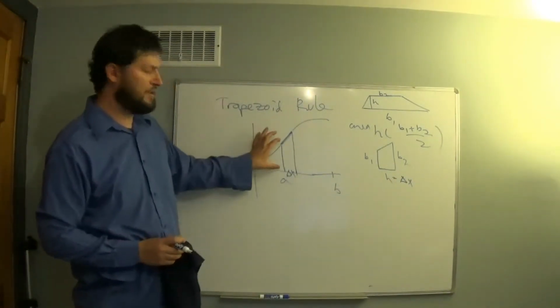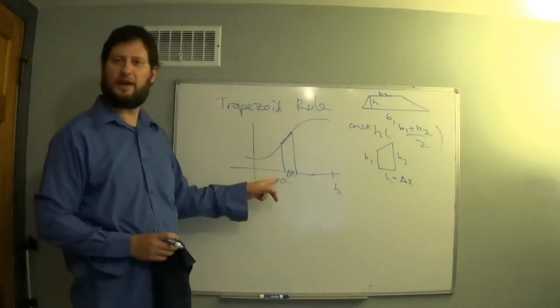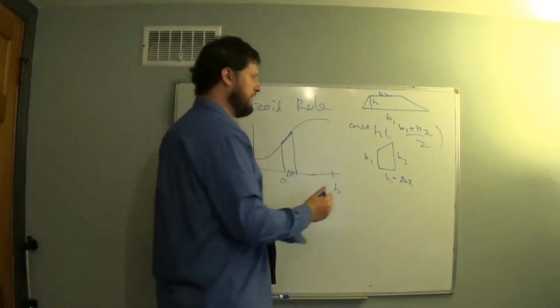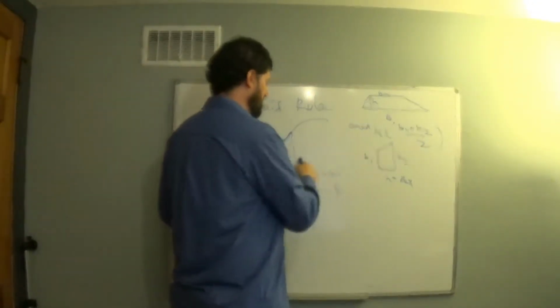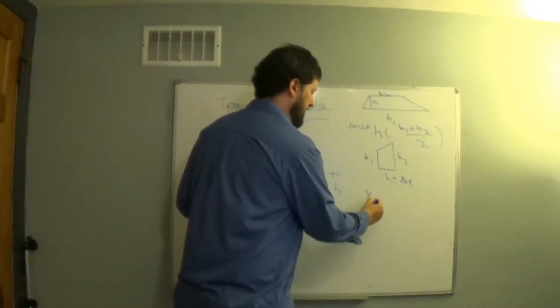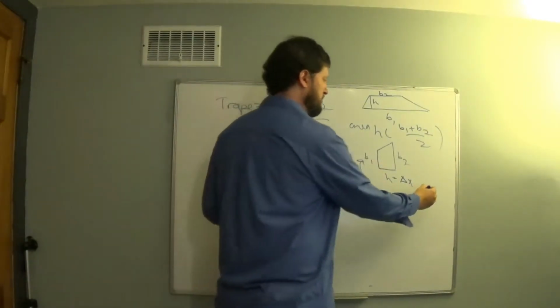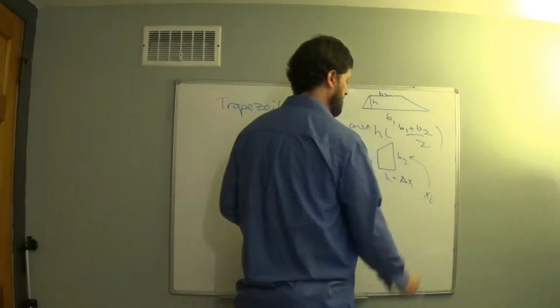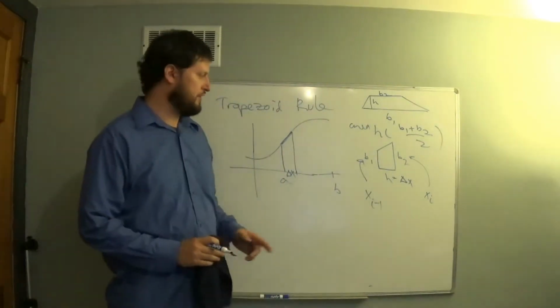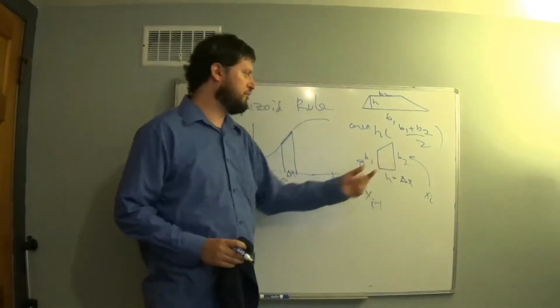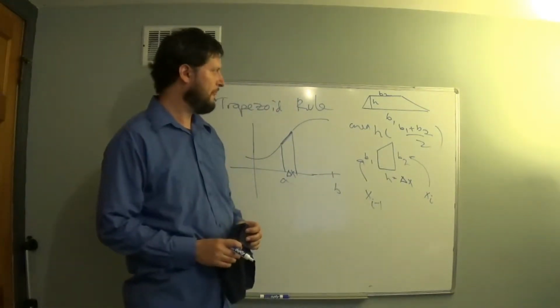We're also in luck because the base here is exactly the function height evaluated at x0 or x1 or x2 or x3. So this one in this picture will be x sub i minus 1, and this will be x sub i itself. So one x value and then the next x value together make the two sides of the trapezoid.